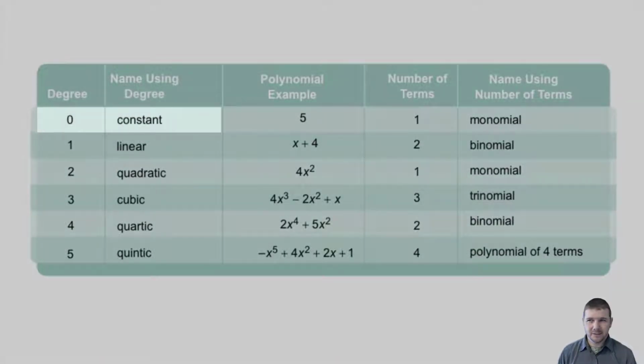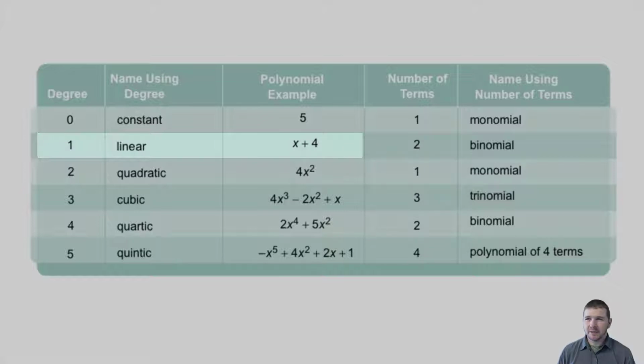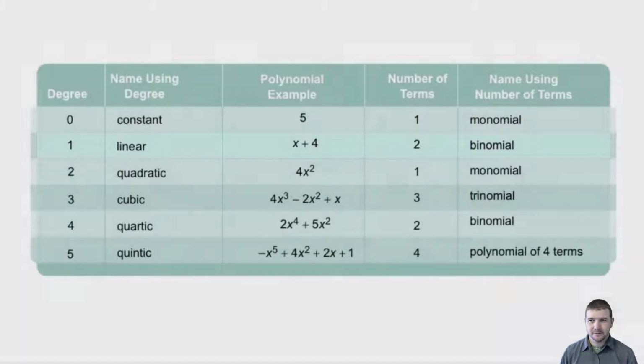We call that a constant. An example is 5. The example 5 has one term, and we call that a monomial. For degree 1, we call that a linear polynomial. An example, x plus 4. Note when we graph the function y equals x plus 4, we get a line, a linear function. Number of terms, 2. Because it has 2 terms, we call this example a binomial.